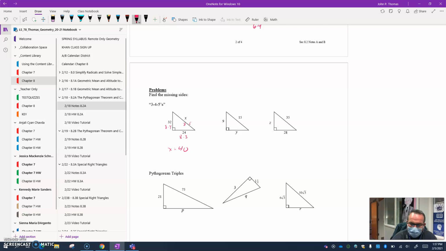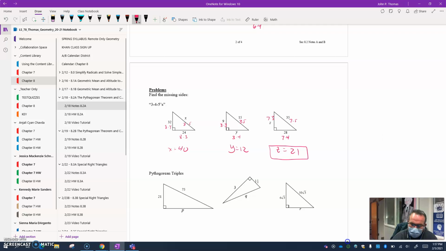All right, this next one, 9 and 15 are both divisible by 3. So I have 3 times 3 and 3 times 5. That 5 is on the hypotenuse, so we're 3, 4, 5. So this last side is 3 times 4. So y is going to be 12. If I jump over to the next one, I've got 28 and 35, both divisible by 7. So I've got 7 times 4 and 7 times 5, which means that last leg has got to be 7 times 3. So z is 21.